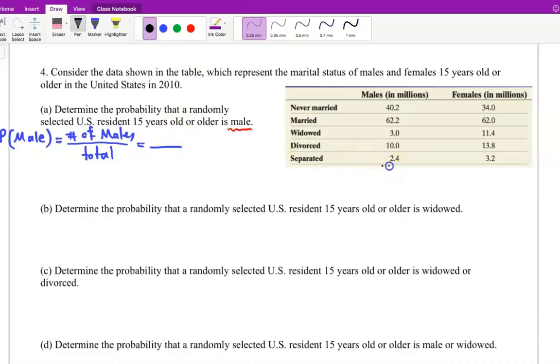So here for males, how many males we have? Here is 117.8. We should add all these to have 117.8. Let's work on all of these. For females, we have 124. So add all these numbers. It's equal to 124.4.